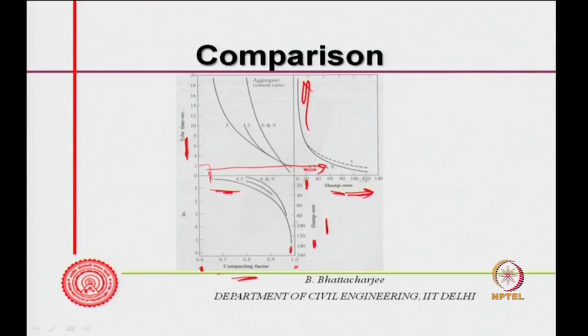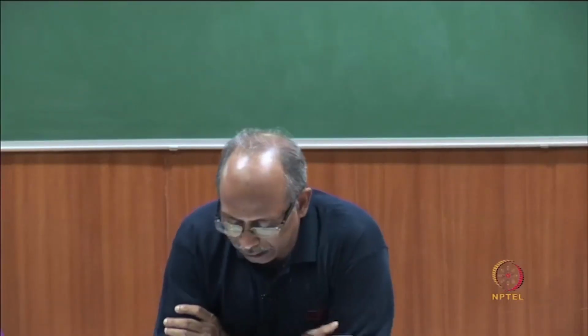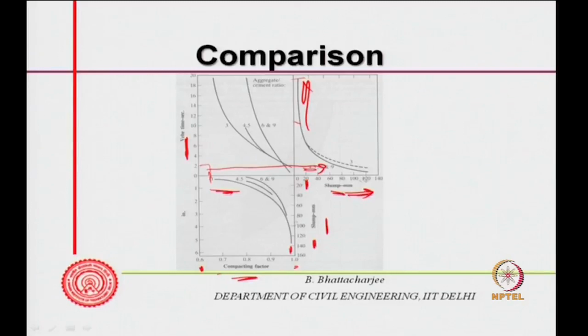So, when you have slump 20, the VB time change will be quite significant. VB time is good for stiff concrete, slump is good for relatively flowing concrete. Stiff concrete it can't handle, because if you look at the slump here, for the stiffer concrete where VB time is changing, the slump does not change much, right. So, it also depends upon aggregate cement ratio, etc.